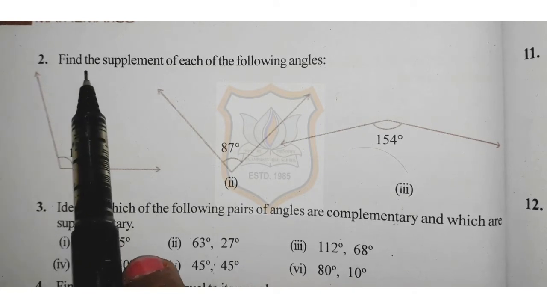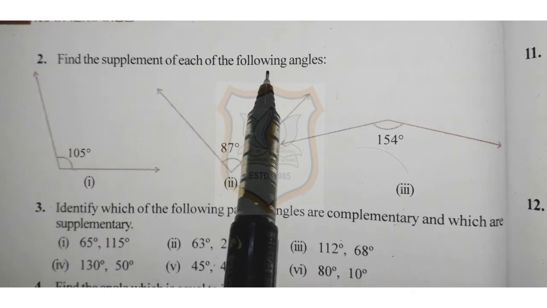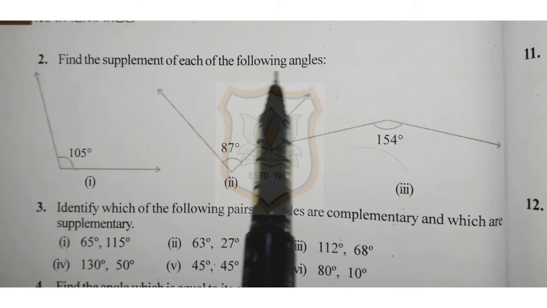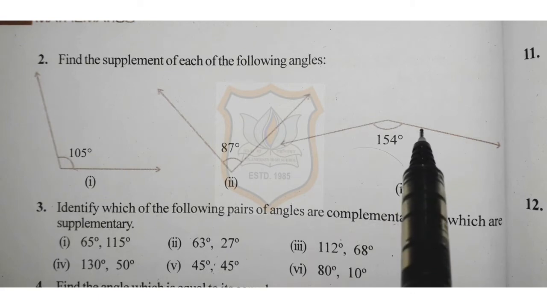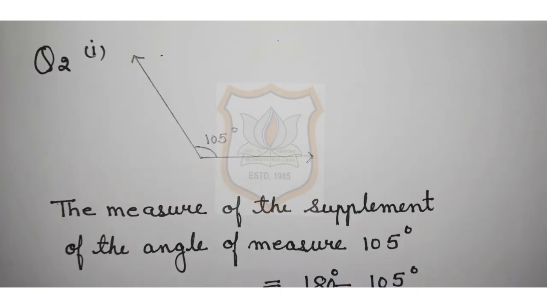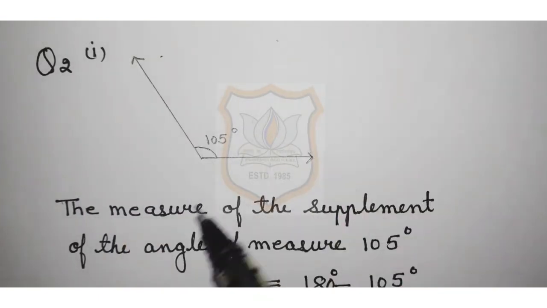Now students, we will solve question number 2 of exercise 5.1, and that is: find the supplement of each of the following angles. It means you have to find the supplement of these angles. So let's solve question number 2, first part.